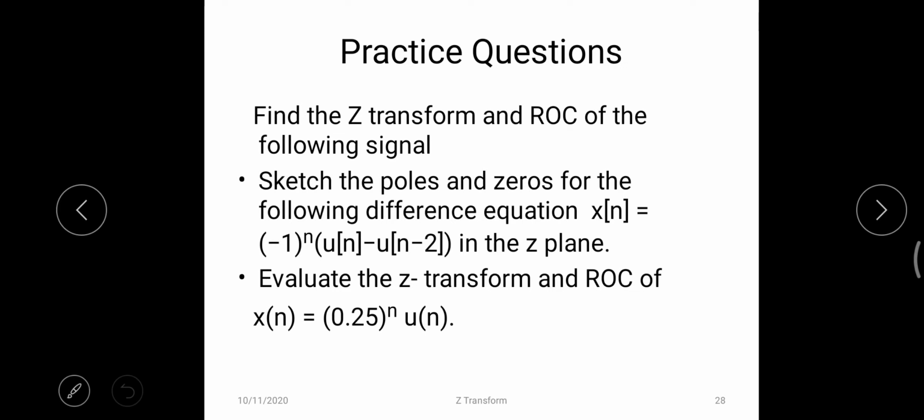Then the last one is to evaluate the Z transform and find the ROC for the given x of n equal to 1 by 4 whole power n u of n. So the answer will be z by z minus 0.25. Since it is u of n, my ROC will be mod of z greater than 0.25.